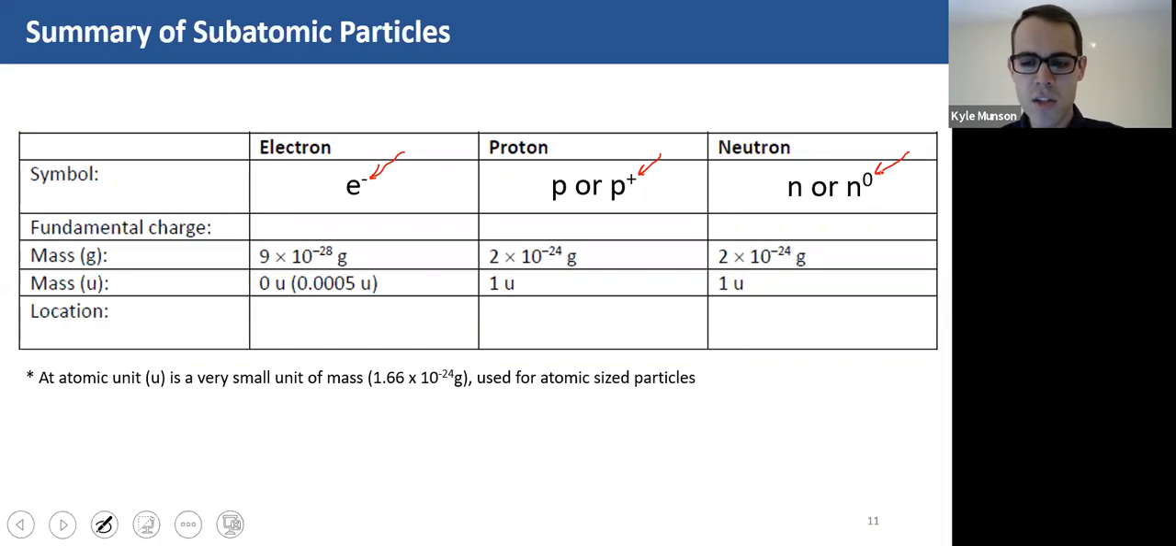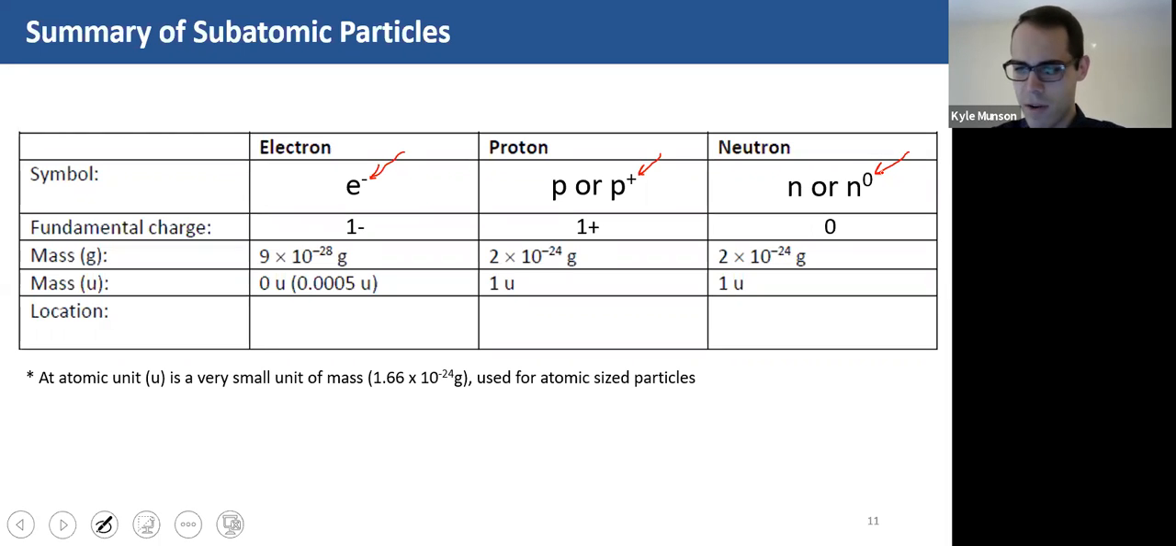The fundamental charge for these subatomic particles is given here. Electrons have a 1- fundamental charge, or a -1. Protons are +1. And then neutrons are neutral. They have no fundamental charge. So these are the fundamental charges for these subatomic particles. And we're going to be seeing this more as we go through the discussion of the book in different chapters, as well as this chapter. So it's going to become more important as we go along.